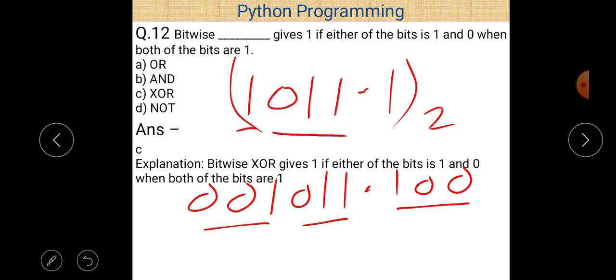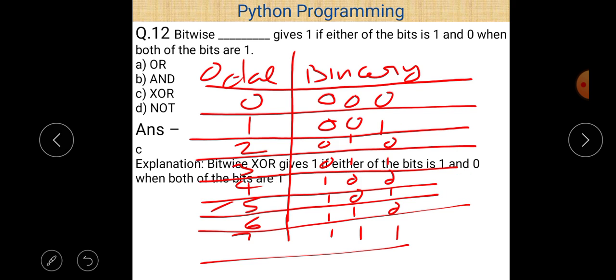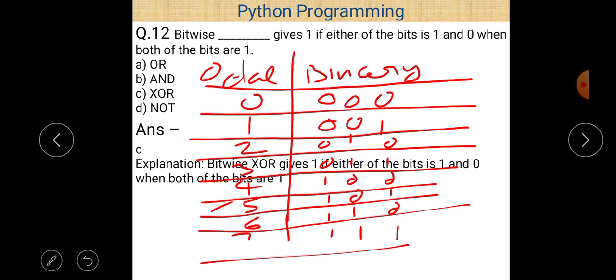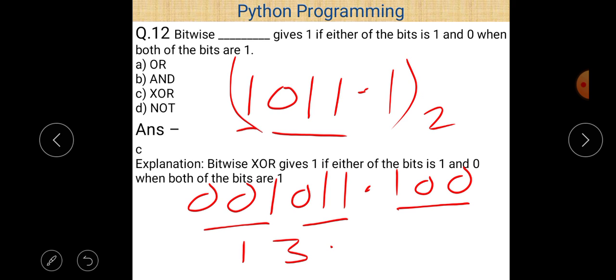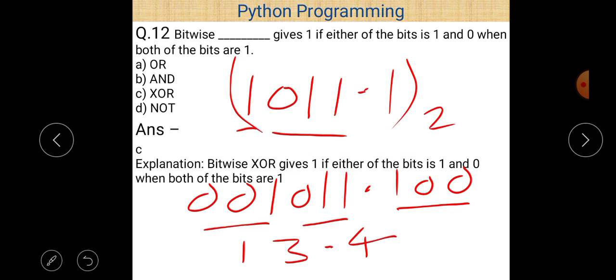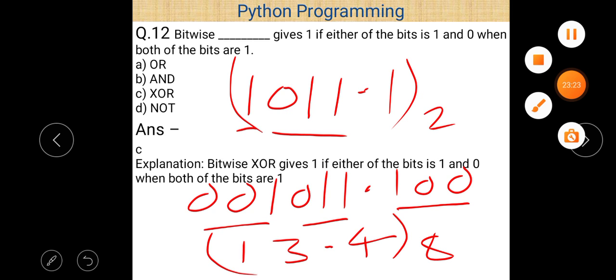and write the corresponding octal number which represents these bits. So 001, the code of 001 is 1, so write 1 here. Then 011, the code of 011 is 3, so write 3 here. And the code of 100 is 4, so write 4 here. So that is the octal equivalent of this number. I think it is clear to all of you.